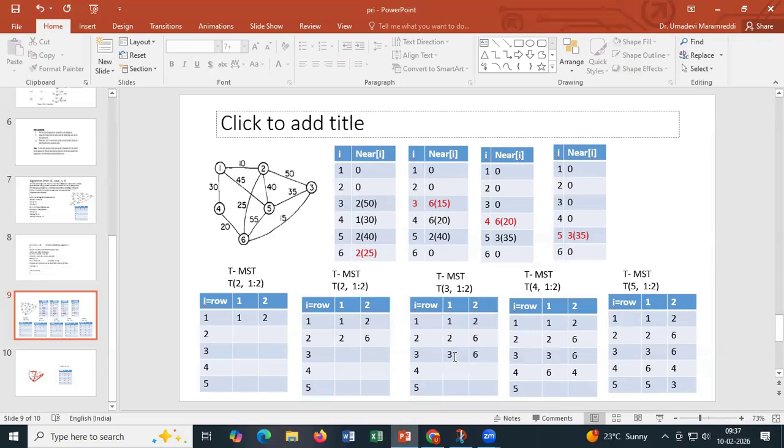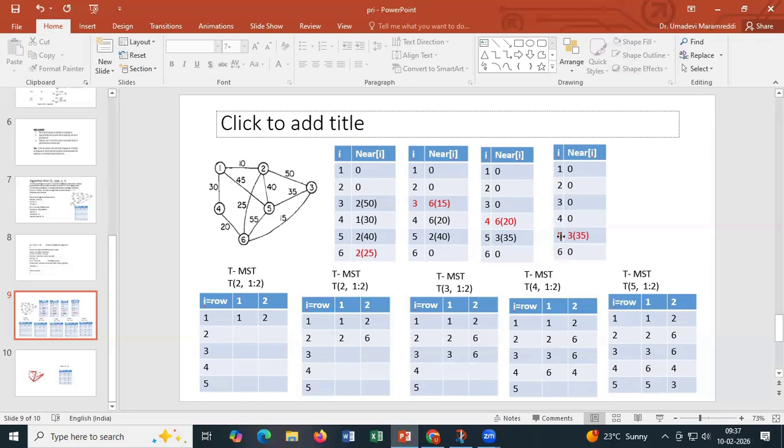3 to 6. So now make near of 3 0. Now update 4 and 5: what is the near? Already 4 is forming with 6. Recently added 3, and 4 to 3 has no edge, so no need to update. But 5 to 2 is 40. Now 3 is added, and 5 to 3 is 35, so update this one. Now what is the minimum? 4 to 6. So select the minimum cost edge. Now again update. Now 4 is added, so make near of 4 0.